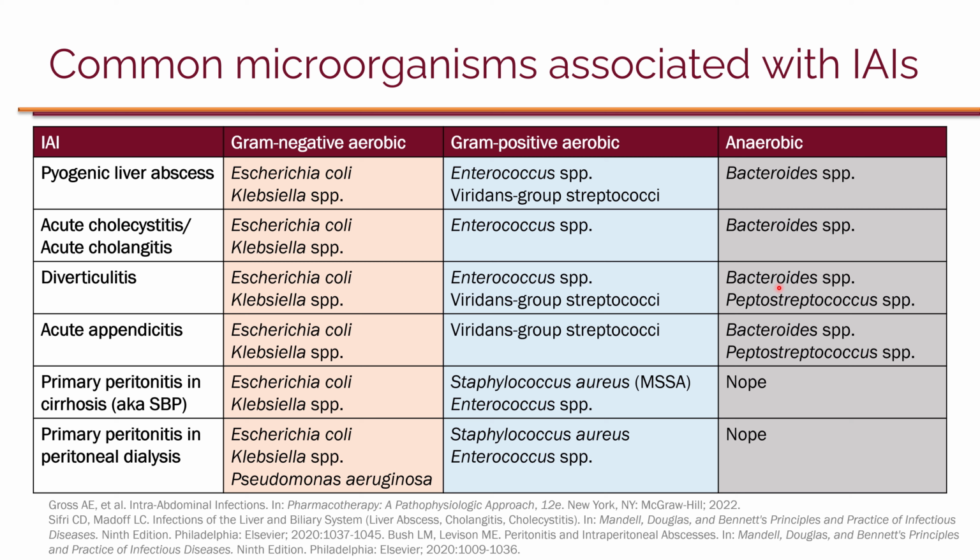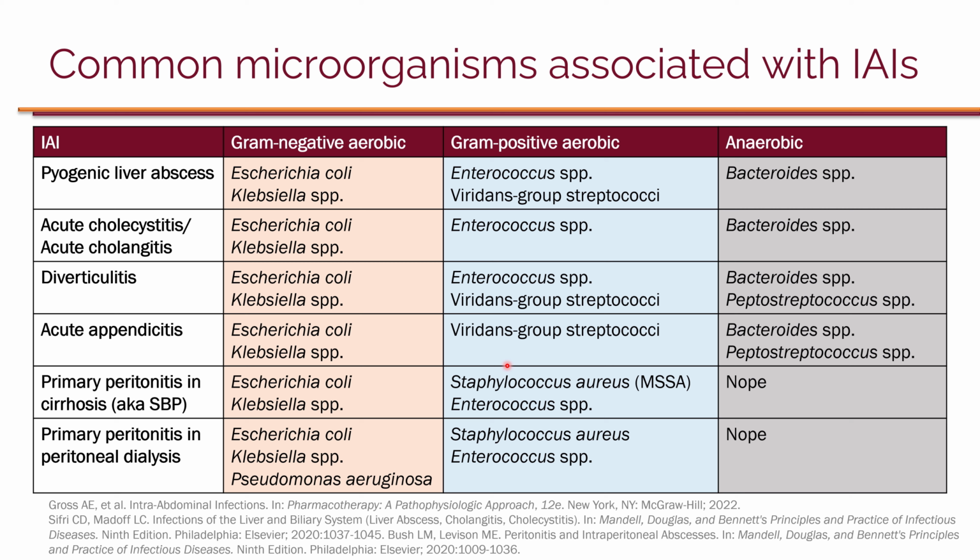So it is easier to remember some of the ones that are not causing an infection. For example, when it comes to peritonitis, whether due to cirrhosis or peritoneal dialysis, you can see that there is no need to cover Bacteroides. So Bacteroides essentially don't need to be covered. These are anaerobes. When it comes to Enterococcus, you can see that for appendicitis, Enterococcus is typically not isolated.